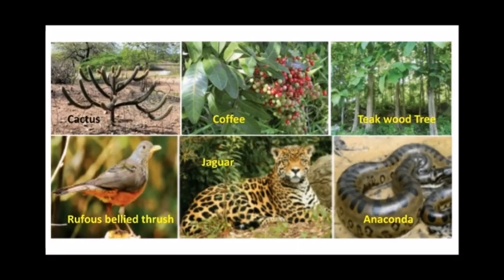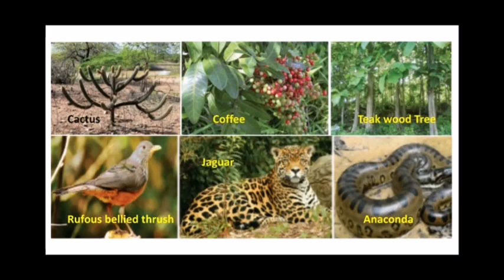Hello children, in this video we will be doing the fifth chapter in geography, that is natural vegetation and wildlife. In this we are going to learn about the flora and fauna of India and Brazil, that is all the vegetation and all the animals and birds that are found in both the countries.